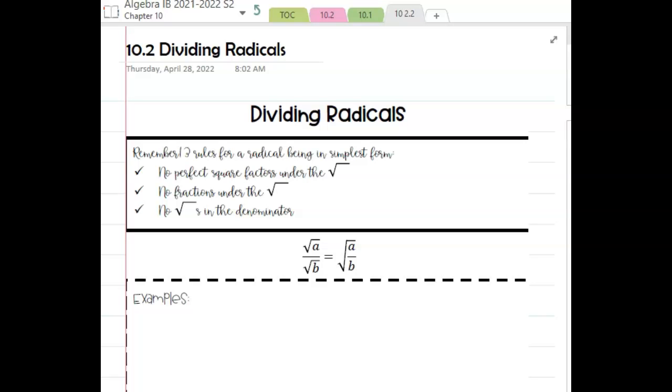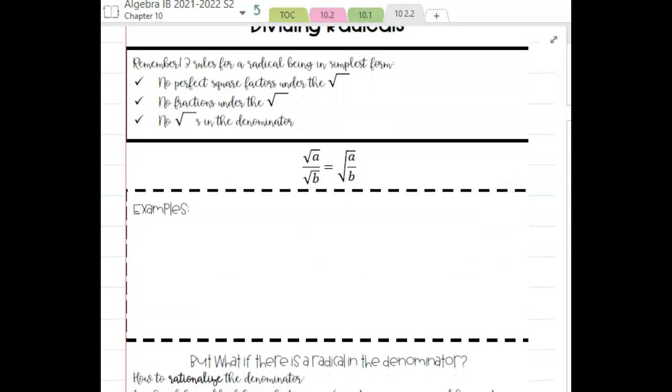So what we talked about on Monday is I said there's 3 things that have to be true if a radical is in simplest form. There can be no perfect square factors under the radical sign. That's what we've been working on fixing. That's what you do the cake method for, or look for those perfect square factors and divide them out. Now the other 2 we haven't talked about yet.